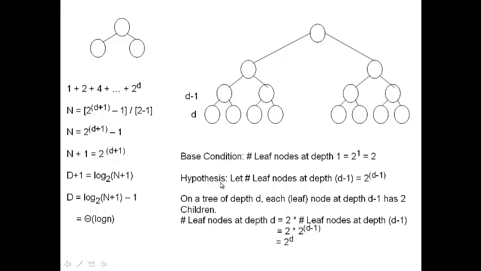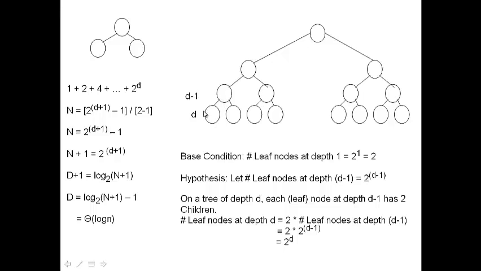Now the hypothesis is: let the number of leaf nodes at depth d minus 1 be 2 raised to d minus 1. So let's take up this binary tree. You have each node having two children, okay, and so on. So this has two children, and this has two children, and so on. So at depth d minus 1, which is this, let the number of leaf nodes be 2 raised to d minus 1. So what we have to find is the number of leaf nodes at depth d.